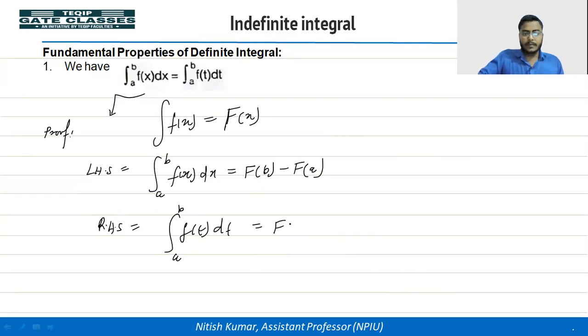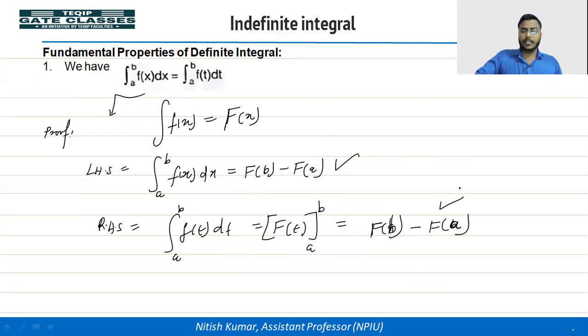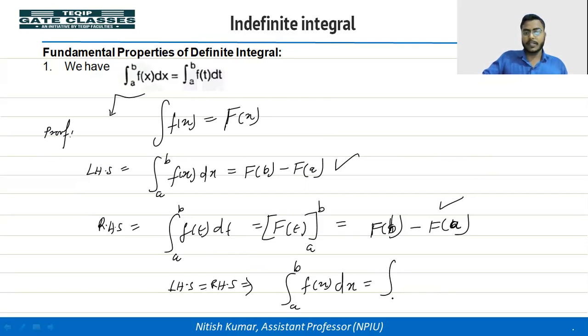We can also write it like this, upper limit minus lower limit. Right. So see, this is equal. So we can say the left hand side is equal to the right hand side. So we can write integration a to b of function of x with respect to x is equal to integration a to b of function of t with respect to t.